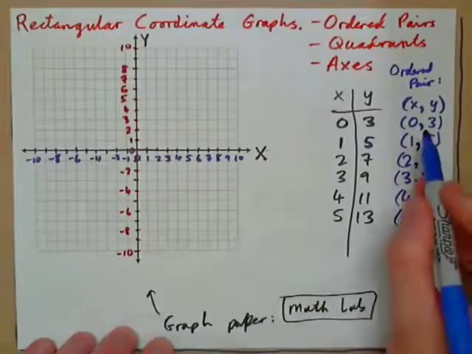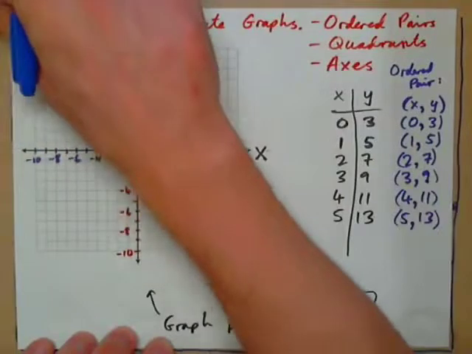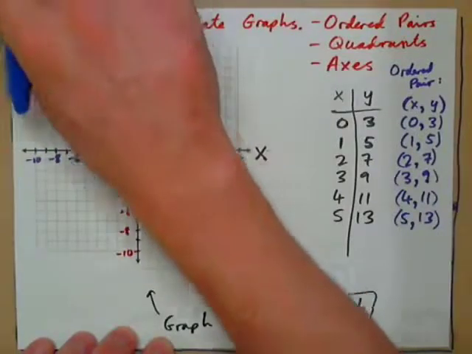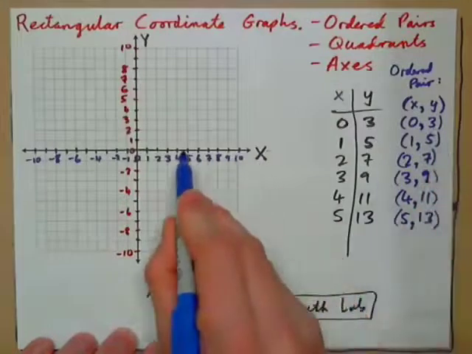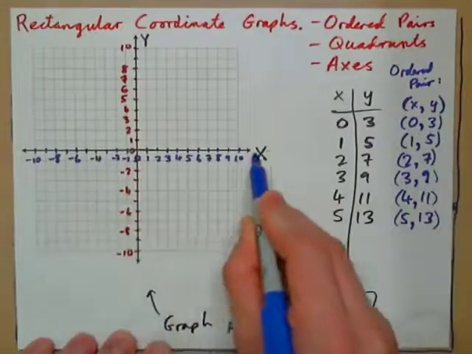So, let's take the first ordered pair, and it is x is 0, y is 3. You go to the x-axis and find 0. Where's 0 on the x-axis?